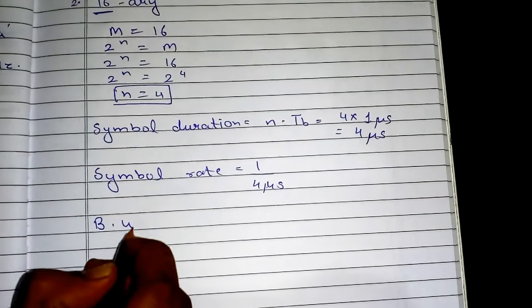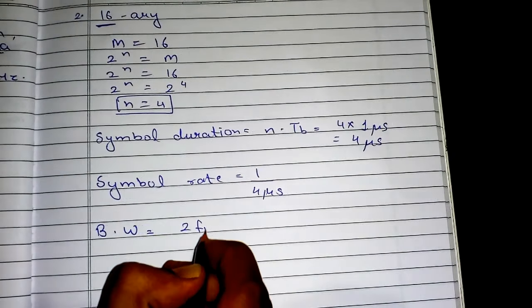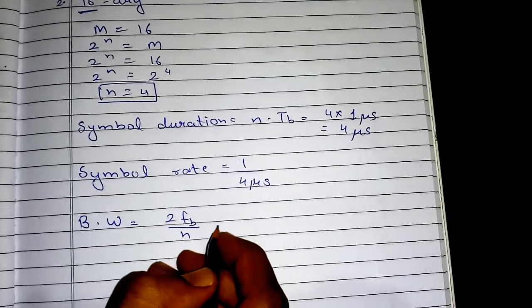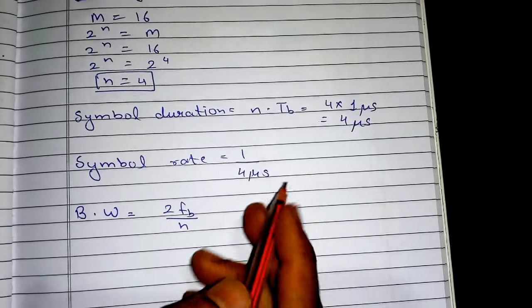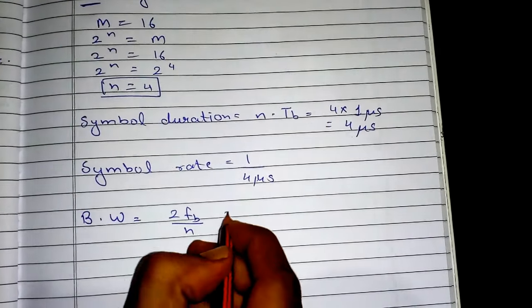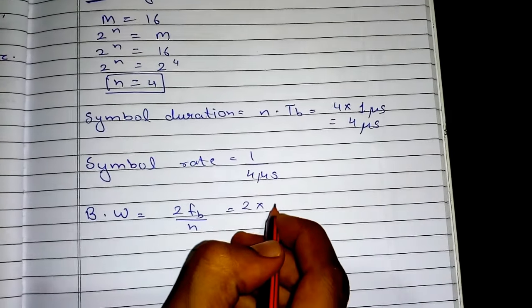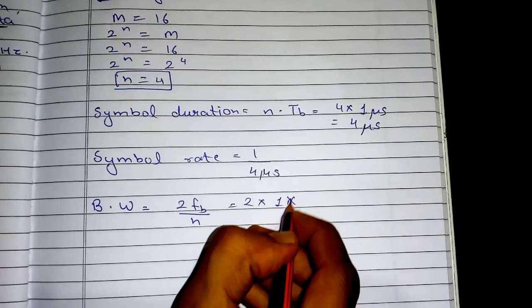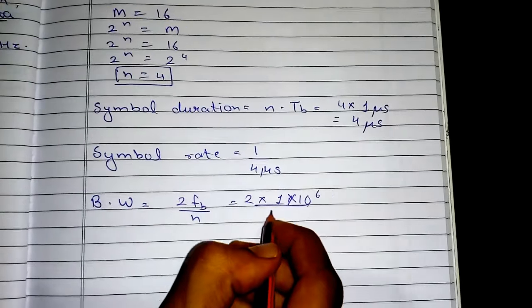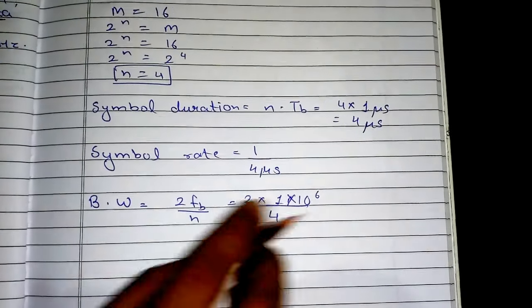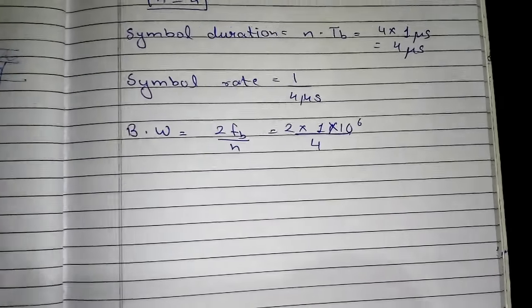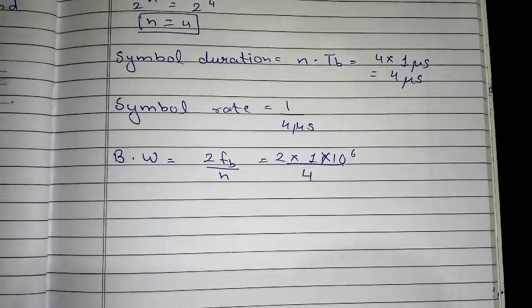And then we need to find the bandwidth, where the formula remains the same, 2FB upon N. Here 2 into FB is 1 megahertz, upon N which is 4. So solve it and you will get the value of bandwidth.